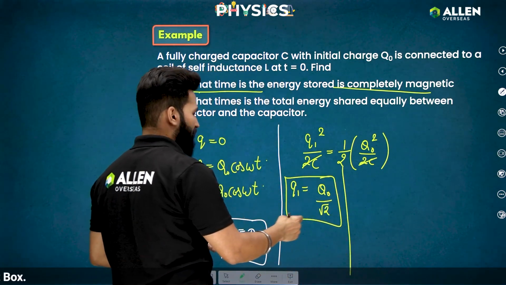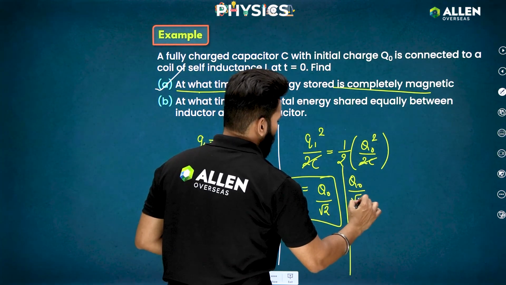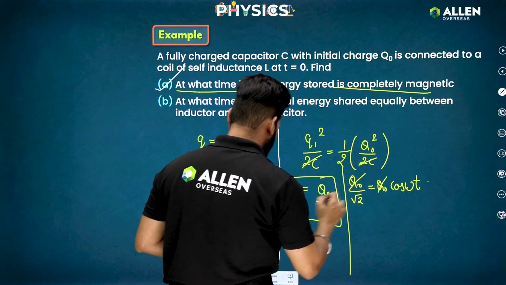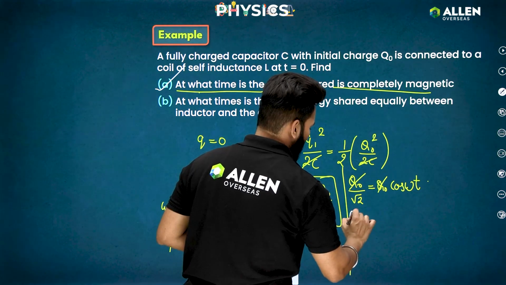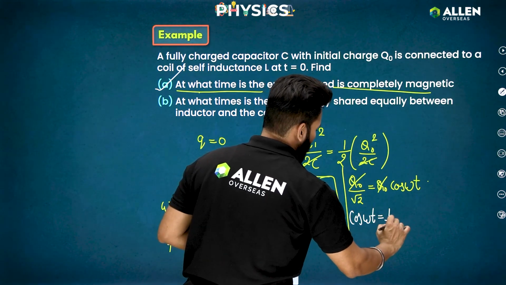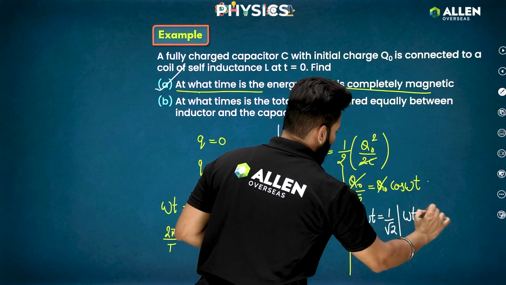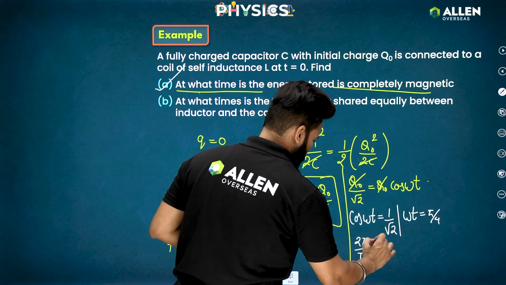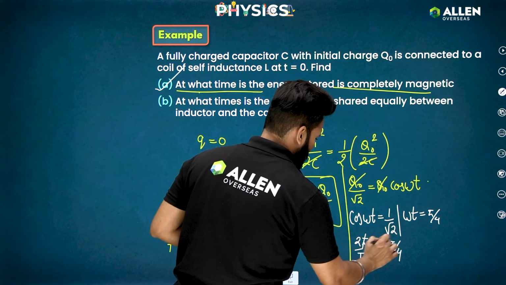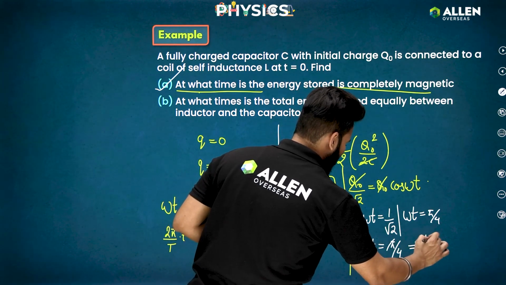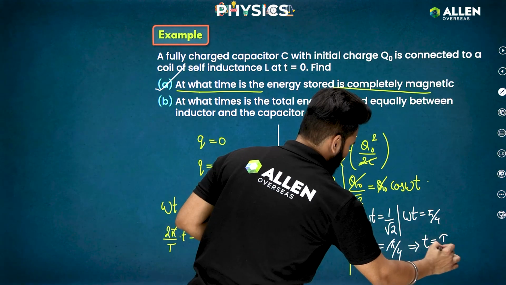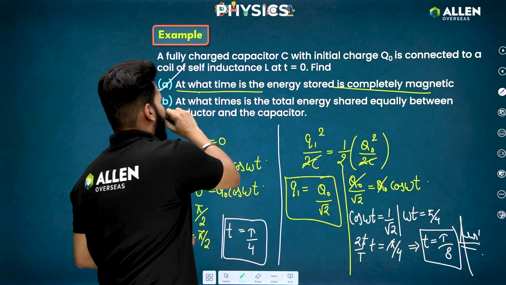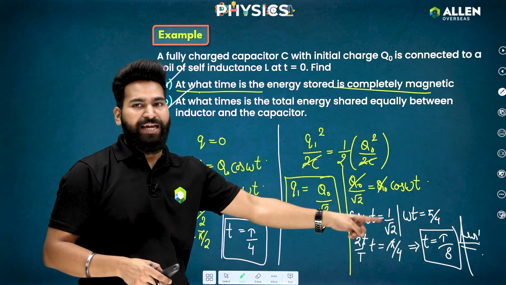So just by using the equation once again, Q naught by root 2 will be equal to Q naught cos omega t. This cancels out and we get that cos omega t is 1 by root 2. That simply means that omega t is pi by 4. So I can write omega as 2 pi by capital T, equal to pi by 4. So pi and pi cancel out and we get that small t is equal to capital T by 8. That's the answer to this question, at t equal to T by 8 for the first time.